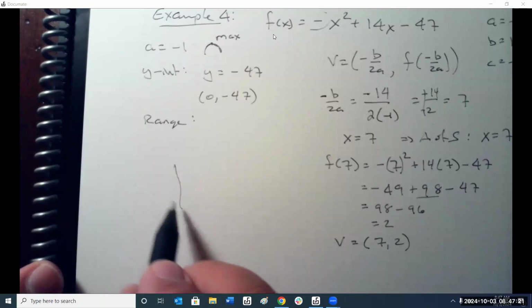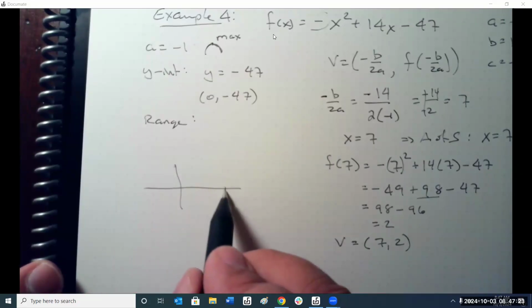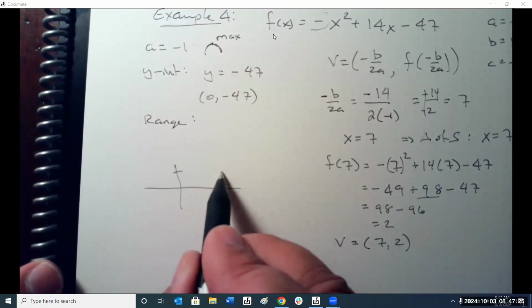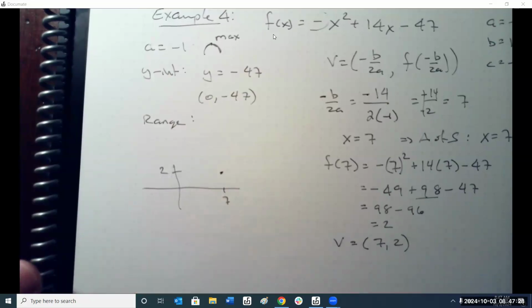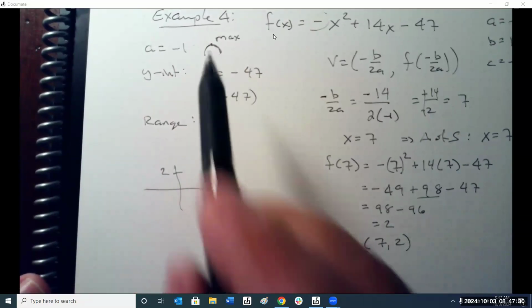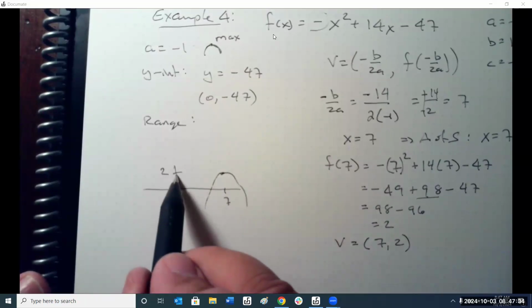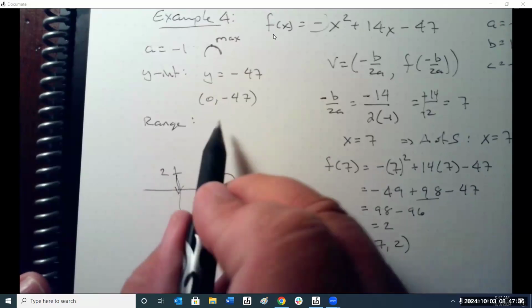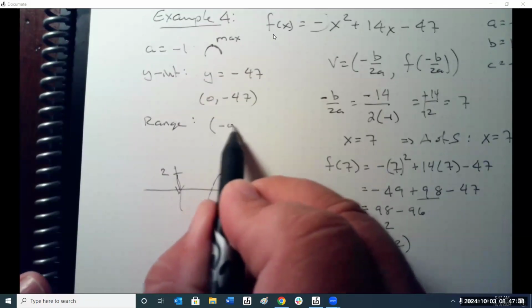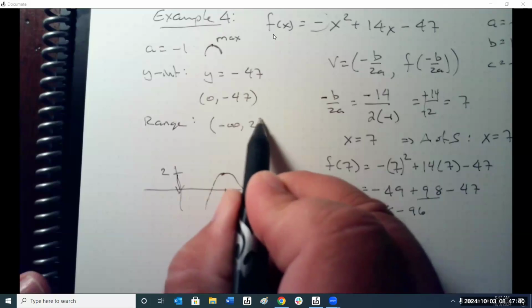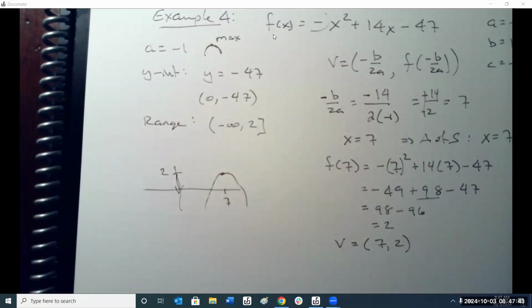So if we look at this graph, at 7, 2, we have a vertex. We know a is negative, it opens down. So our range is from negative infinity to positive 2. Right?